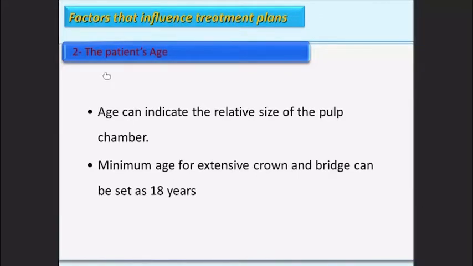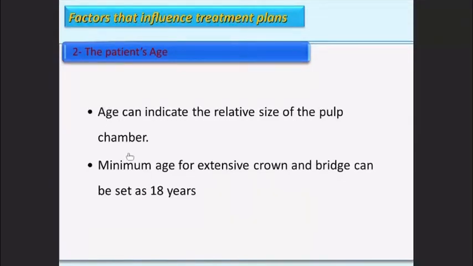Okay, the second factor is the patient's age. All treatment plans are not suitable for all age groups. You know, there are pedo patients, child patients, adult patients, or it can be an old patient. So a few examples I have given here. Age can indicate the relative size of the pulp chamber. You know, the size of the pulp chamber, as the age progresses, it calcifies. So there's nothing you can do with the endo treatment, or very young age also will have an effect. So the size of the pulp chamber is one of the influencing factors of the age.